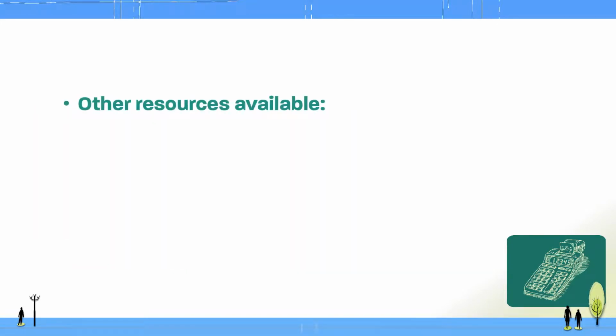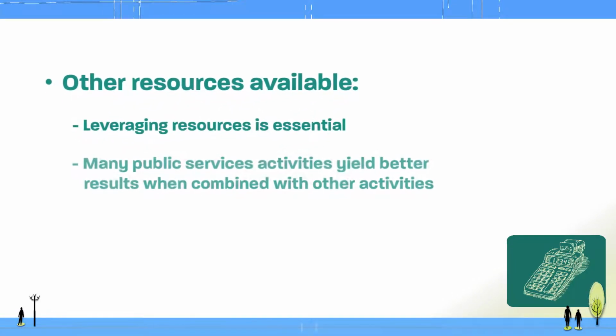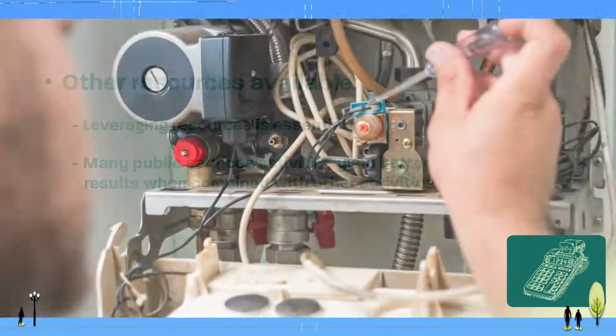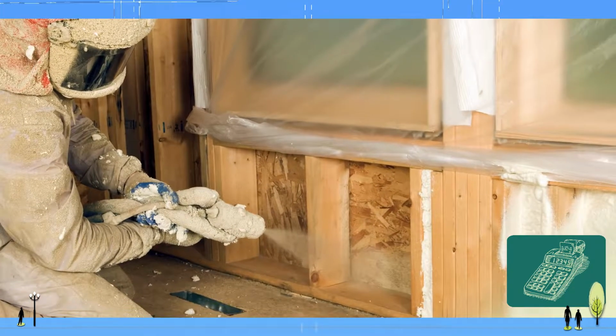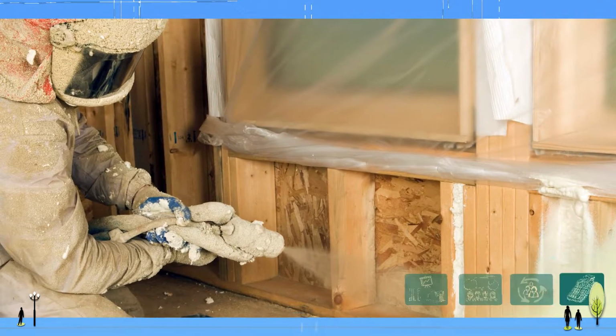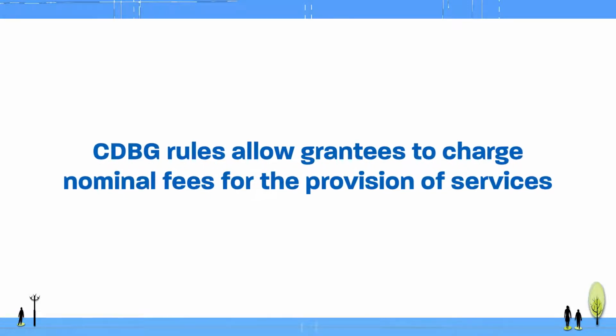Other resources available. As with other CDBG activities, leveraging resources is essential. Many public services activities have high administration and delivery costs and yield better results when combined with other activities. For example, combining home heating assistance with weatherization activities can help meet both the immediate and long-term needs of the household assisted. Note: CDBG rules allow grantees to charge nominal fees for the provision of services.